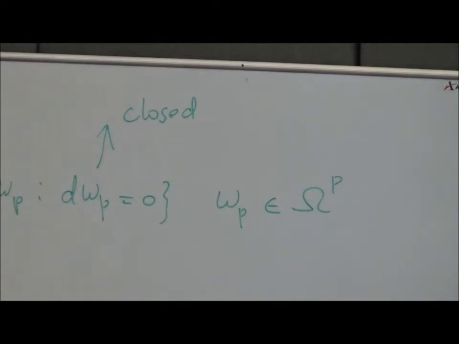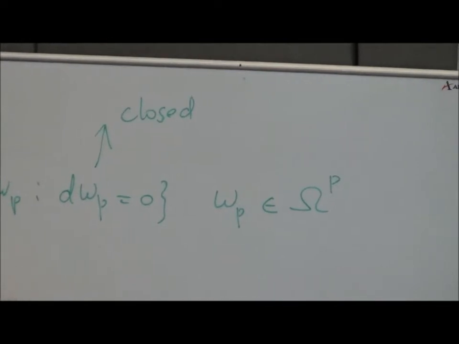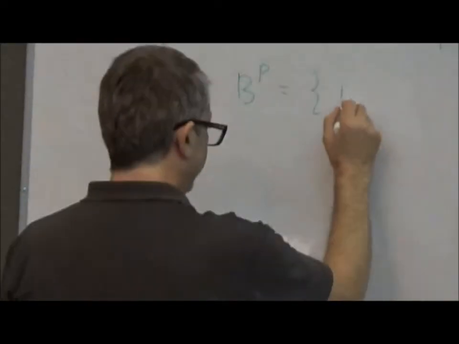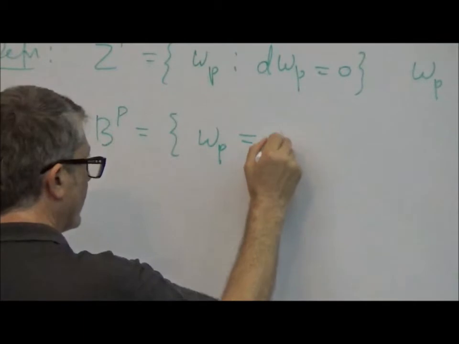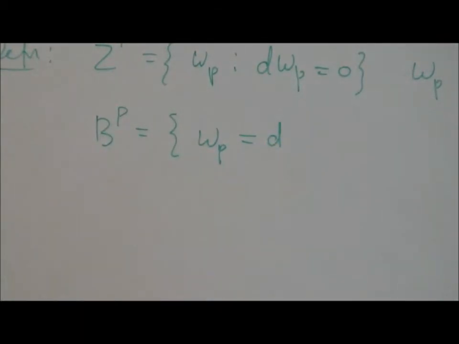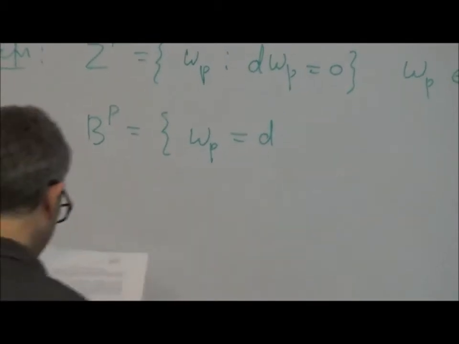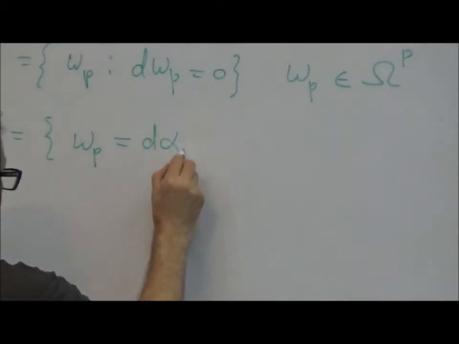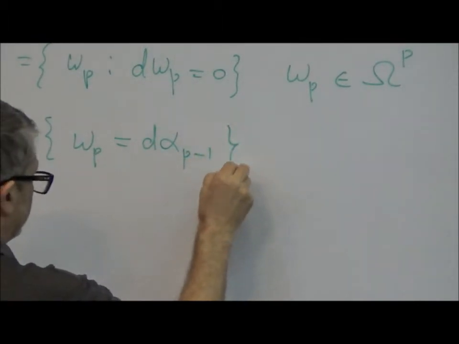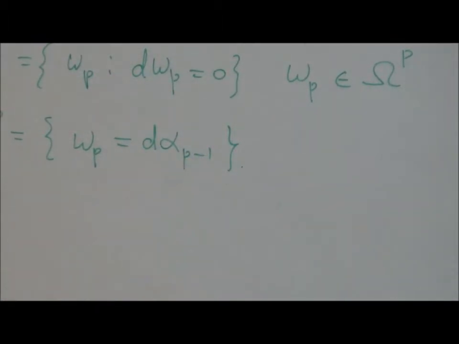Okay? And B^p, again upstairs, are all those p-forms that can be written as the d of something. Well, we know d takes a lower degree form and gives you +1, right? So what we need here is a form, let's call it alpha^(p-1), for all alpha.